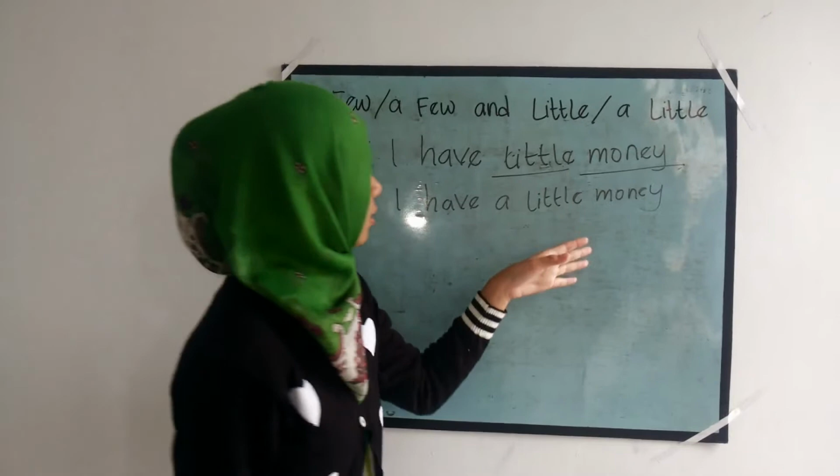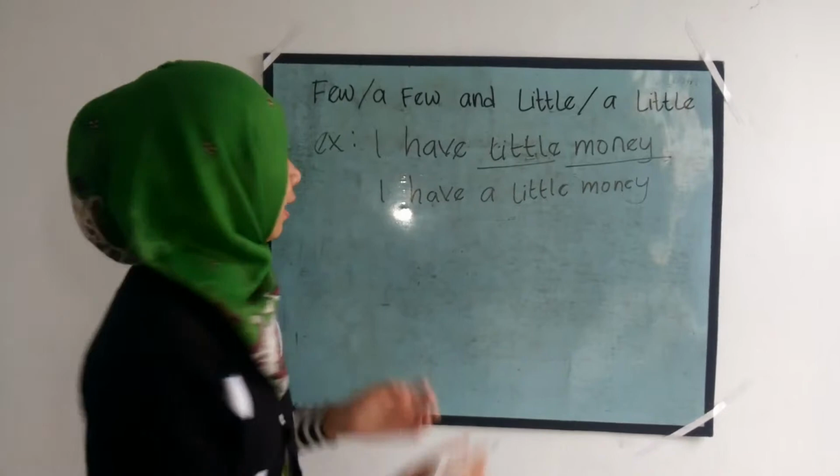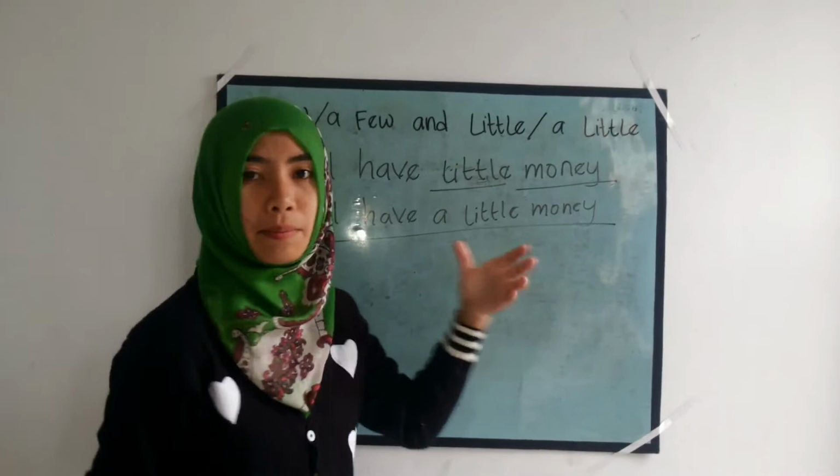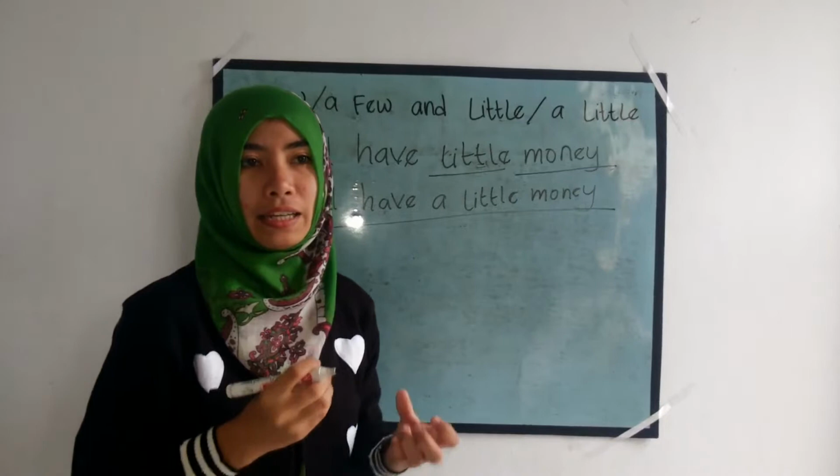If I give you money, I don't have money. And then, I have a little money. It means there is some money. If I give you money, I still have some money and I can save it for myself.